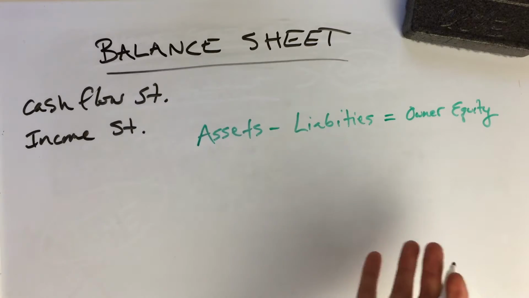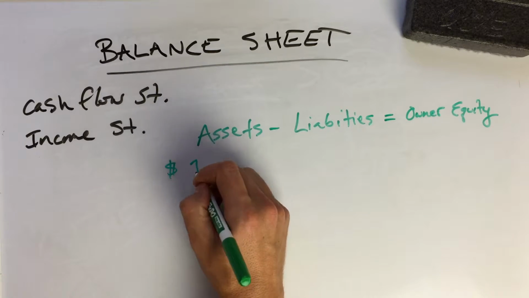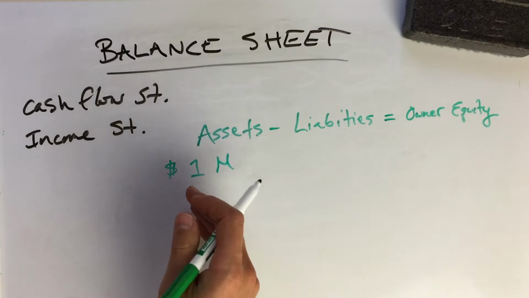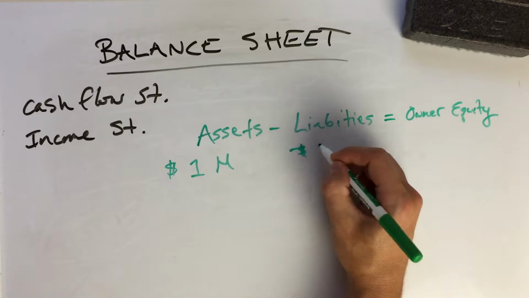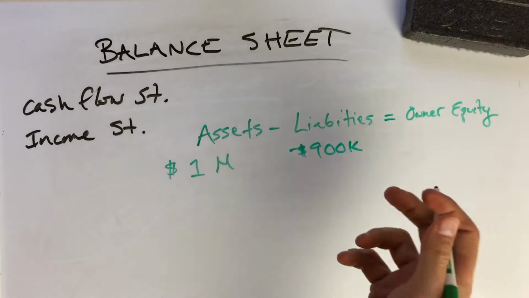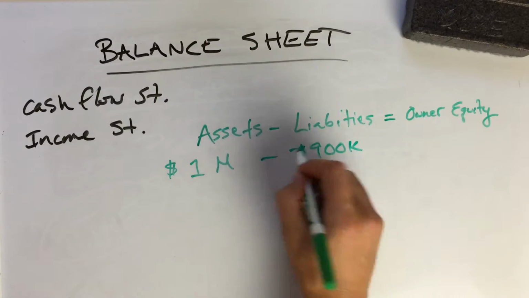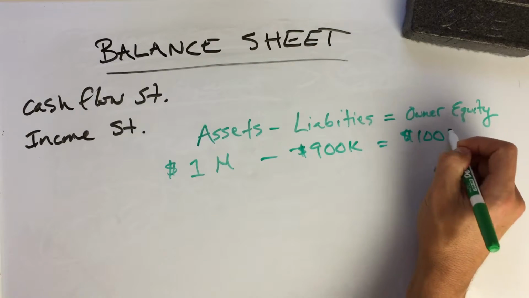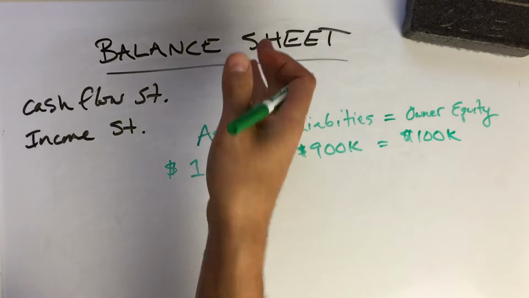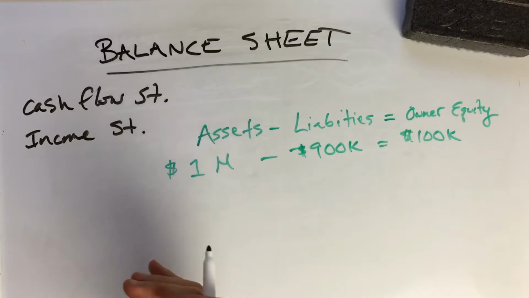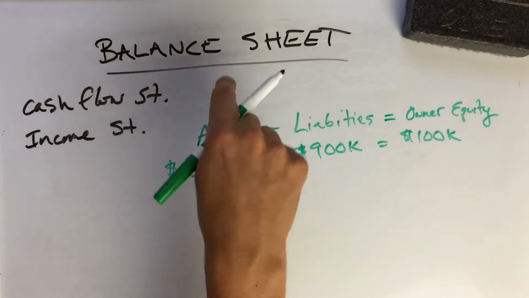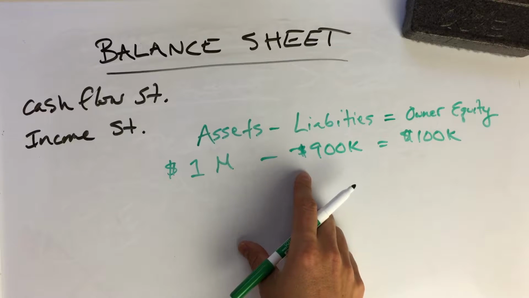So let's just do a very general example. Let's say you have $1 million in cash. Those are assets. That's a good thing. Let's say you have liabilities of $900,000 because you took out a loan and you owe someone $900,000. Do the math, you have $100K in actual equity, what your business is worth from a balance sheet perspective. So clearly this is a very important tool for understanding the value of a company and what sort of health it's actually in.